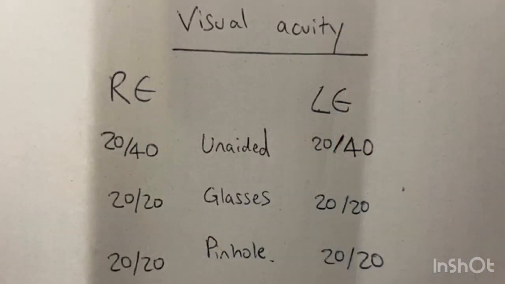To document, this is what it looks like. You have this table, right eye, left eye, and you document your findings on either side. First unaided, then with glasses if applicable, and then with pinhole.